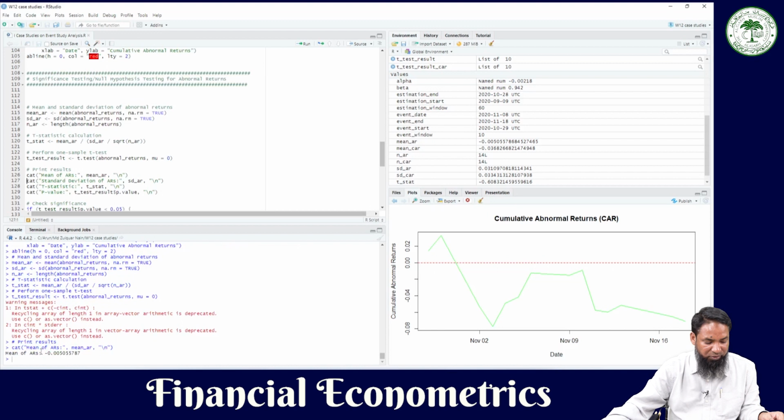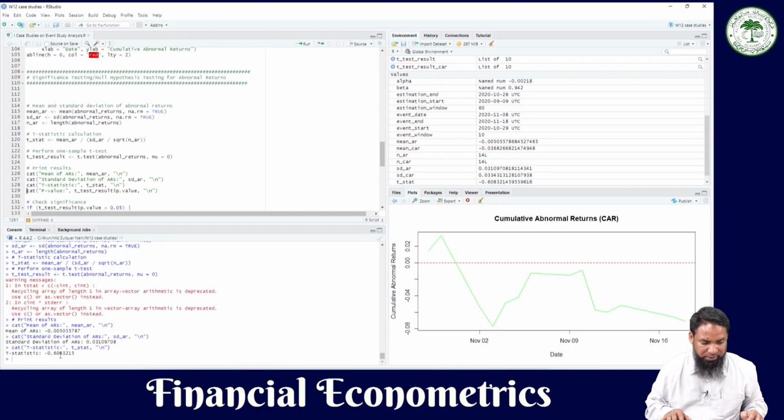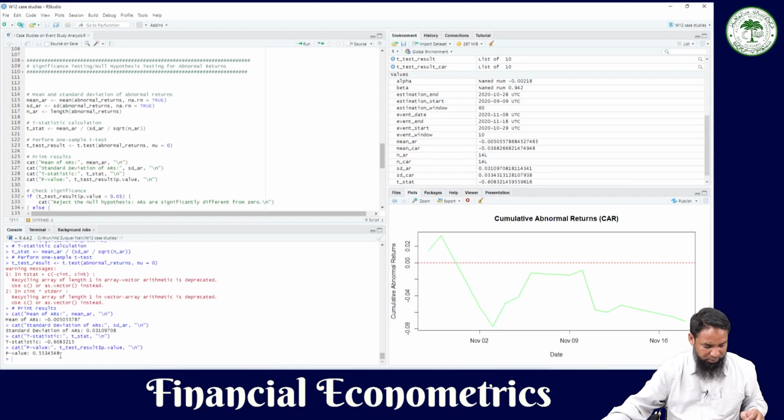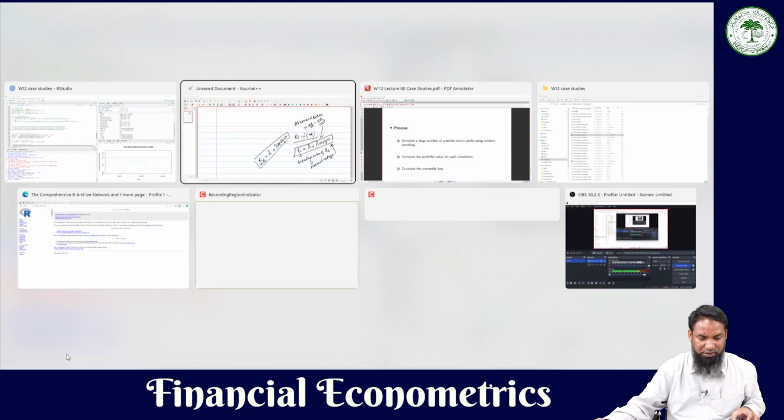So here we can say the mean of abnormal return is this, the standard deviation of the abnormal return is this, the T statistic is this, and the P value is this. So we have calculated the mean of the abnormal returns, the standard deviation, the T statistic, and the P value. Now the P value turns out to be 0.5534. So what does it mean here?